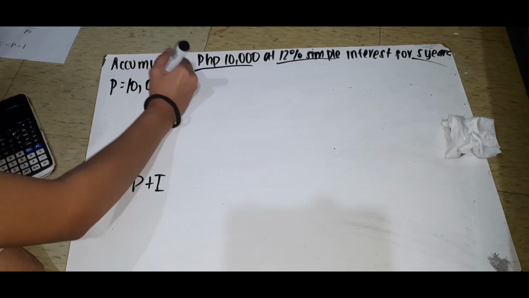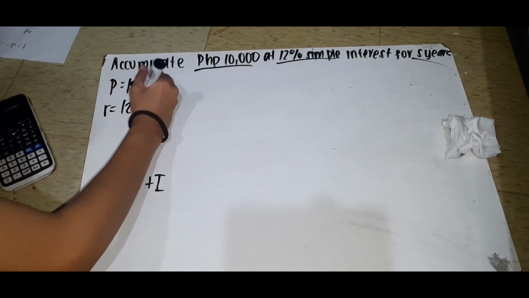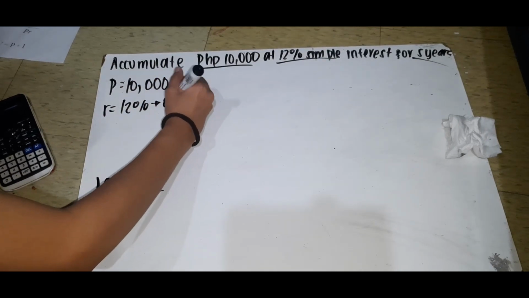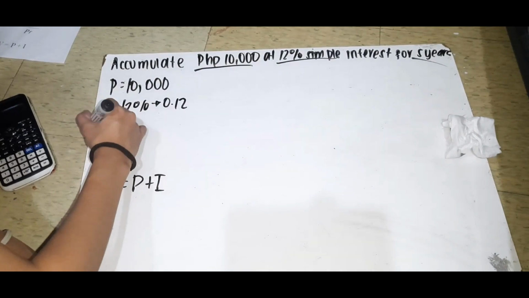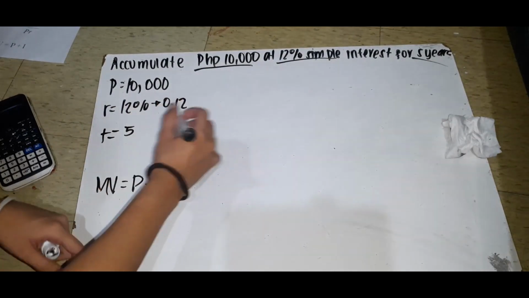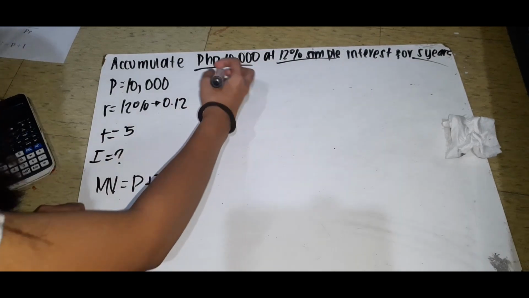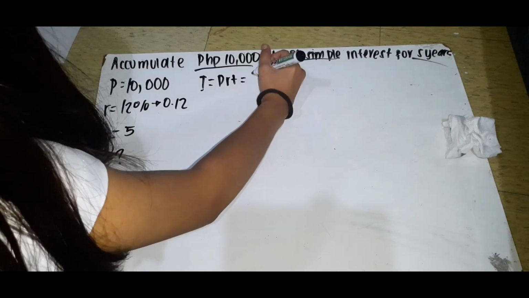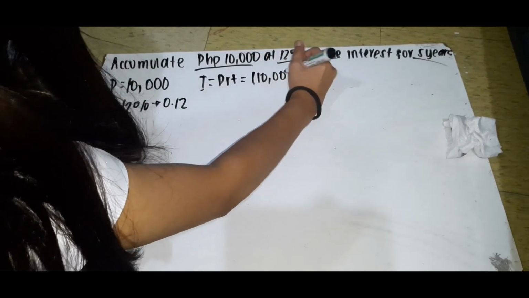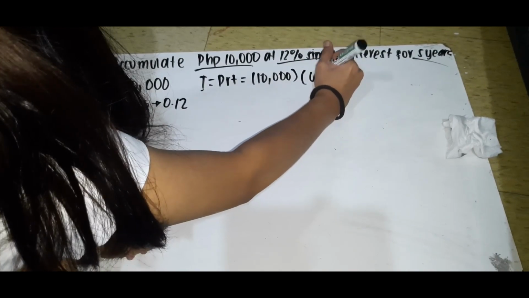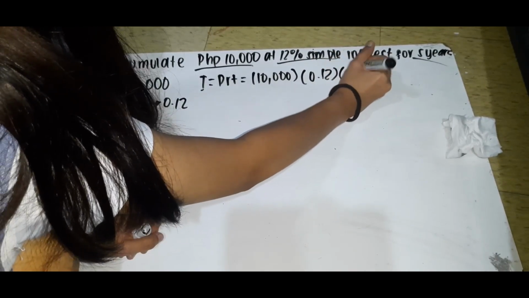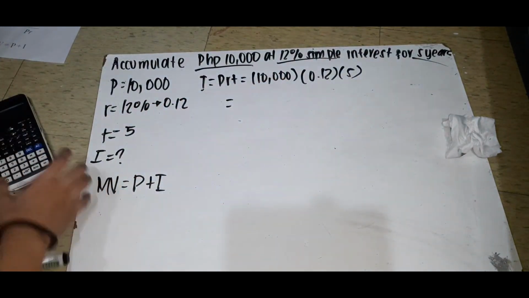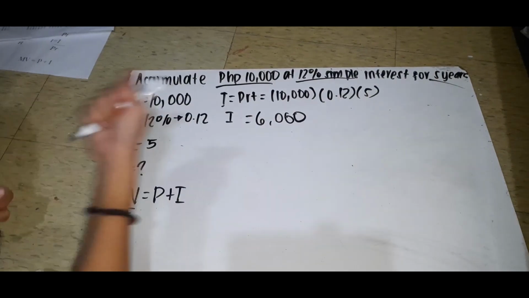So 10,000, rate is equals to 12%. Convert it into decimal form, 0.12. And time is 5 years. And interest is missing. Same steps. Use the triangular, and then substitute all the given using the formula: 10,000 times 0.12 times 5. Now let's put that in the calculator. So the answer would be 6,000. So in there, interest is 6,000.